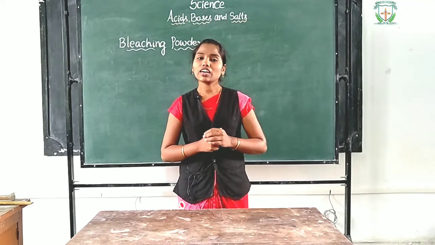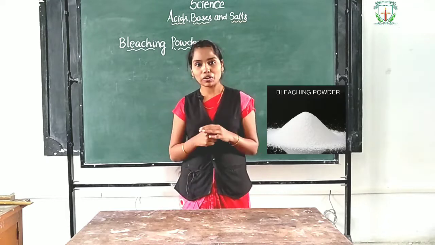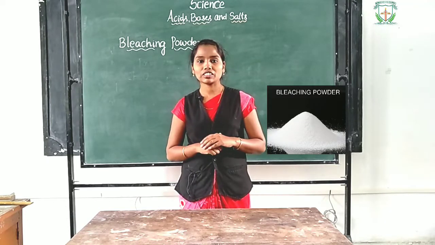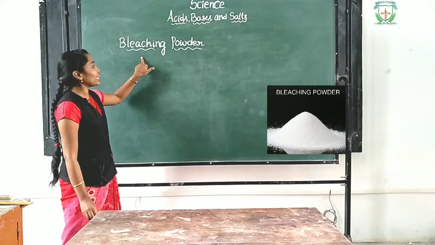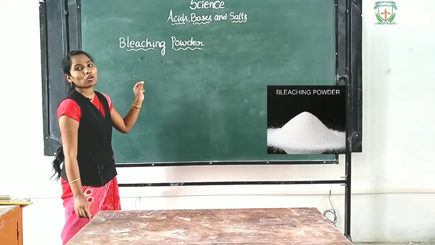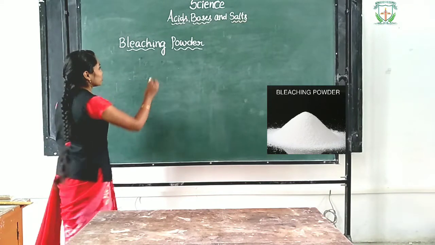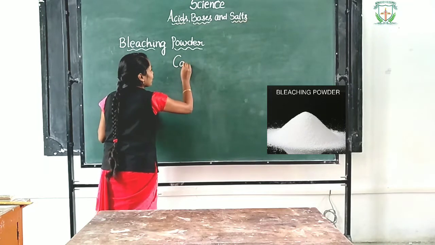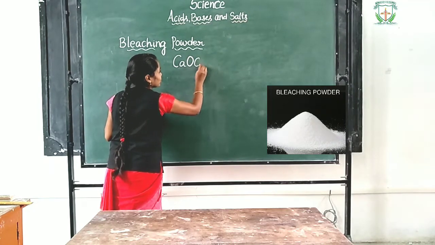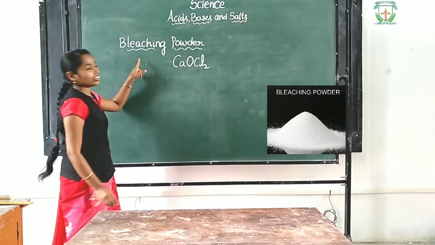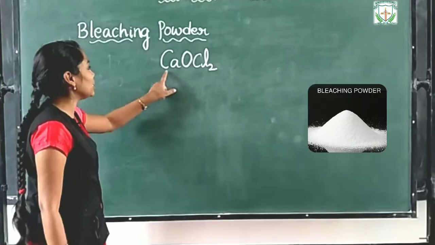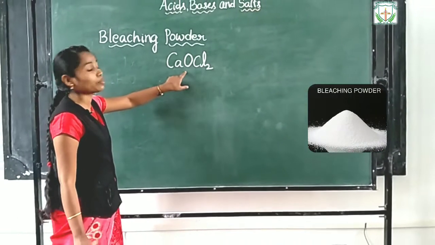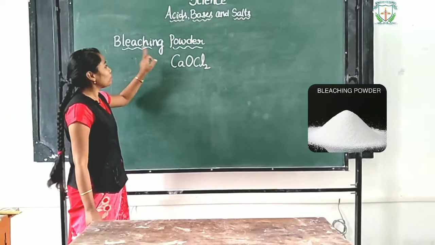Now we are going to see how the bleaching powder is manufactured. The chemical name of the bleaching powder is calcium oxychloride and the formula is CaOCl2. So the formula of bleaching powder is CaOCl2. Children, you should remember the formula of the bleaching powder.